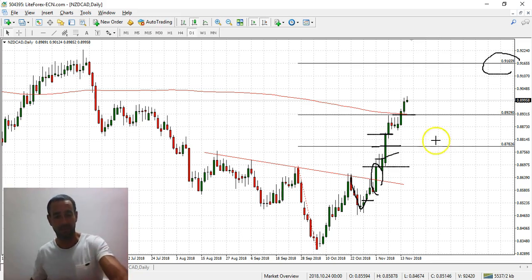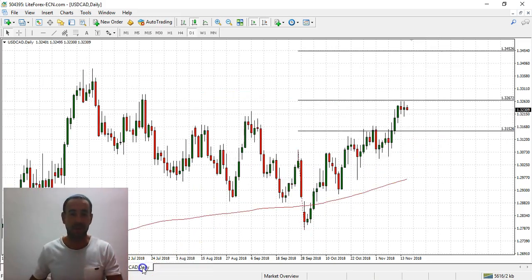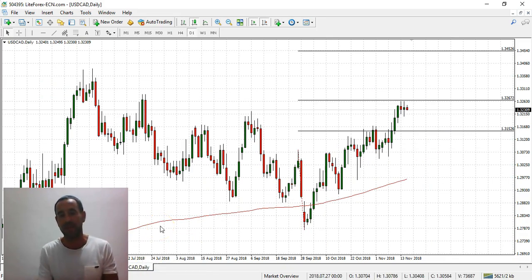Okay, I owe you another one, also one that I really like. The dollar versus the Canadian here. Now this is also another inverse head and shoulders. And this one I don't have an active position right now.